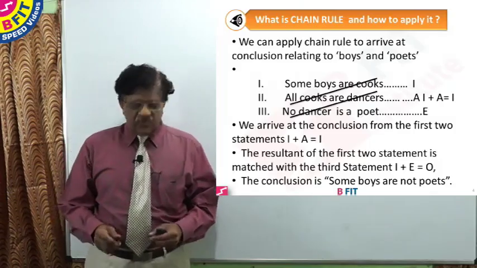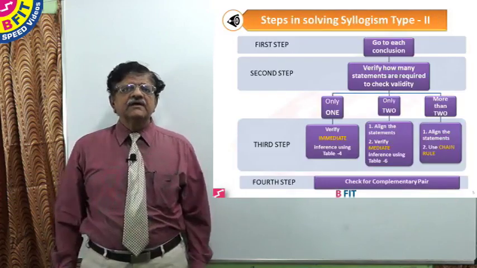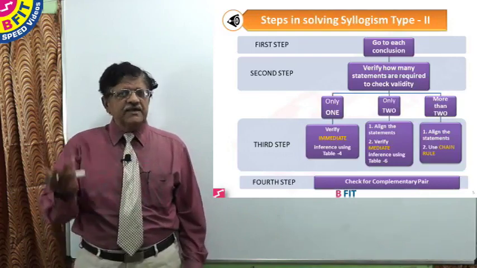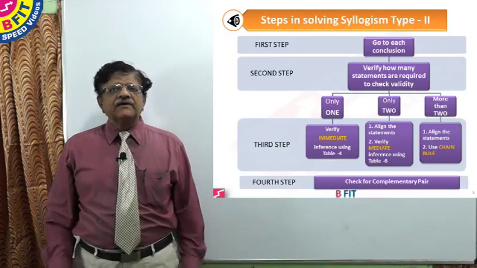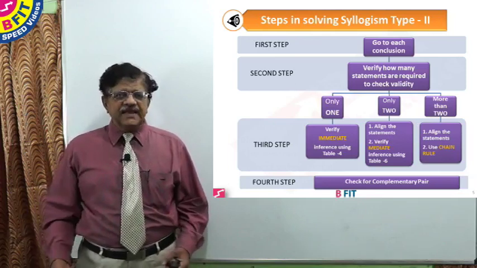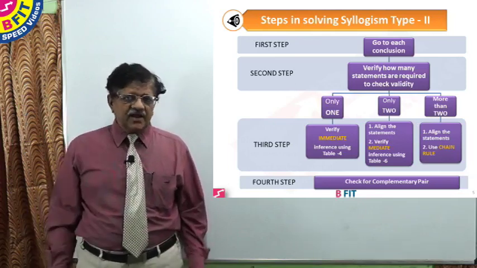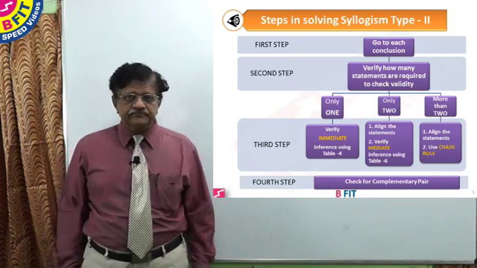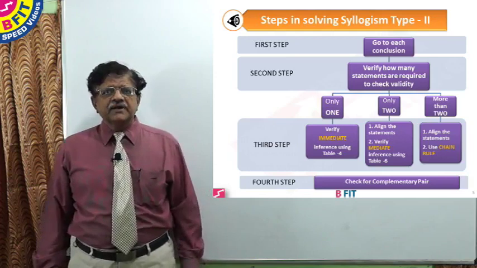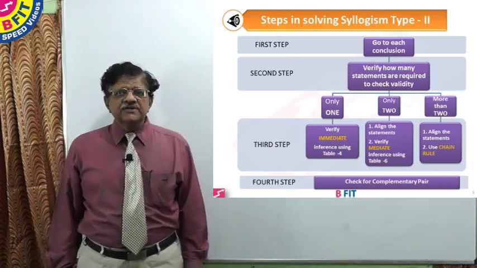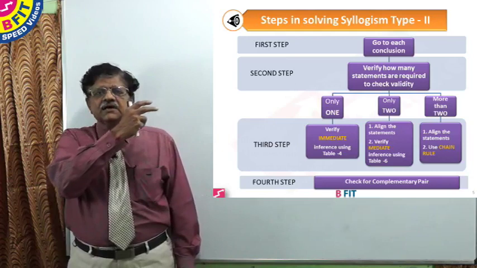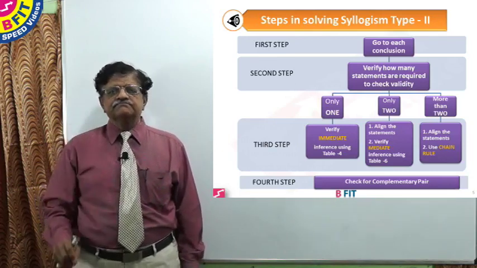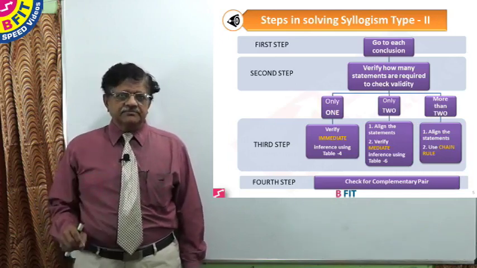Now, what are the steps in solving syllogism type 2? For type 1, we have seen some steps which you may be remembering. For type 2, basically the principles are the same, but some slight changes are there, and we are now consolidating our position of understanding. The first step in solving syllogism type 2 is write the statements and write the conclusions. Go to each conclusion. That is the first step.